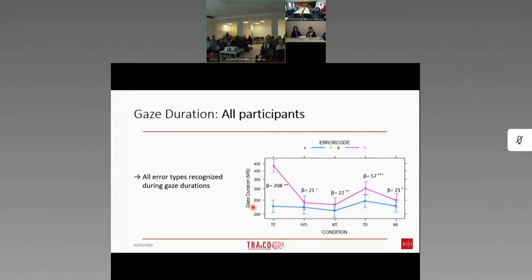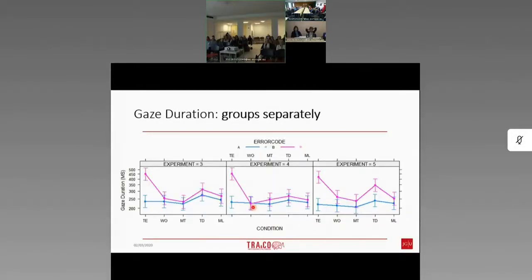Now we're at the gaze duration, so one step later. Yeah? So the first contact is the first fixation duration, and if there is a second fixation on that very same word before they move anywhere else, the sum of those two fixations is what we have here. And you can see across errors, all errors, so the easy transposition, word order, mistranslation, difficult transposition, and misalignment, all lead to early effects in this gaze duration.